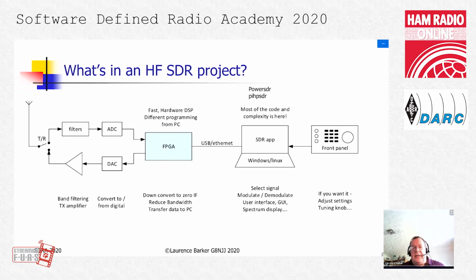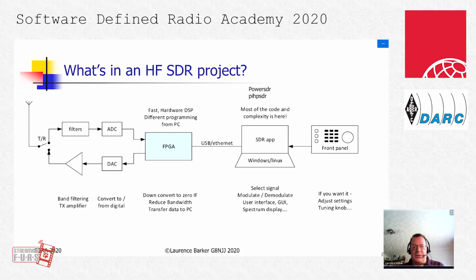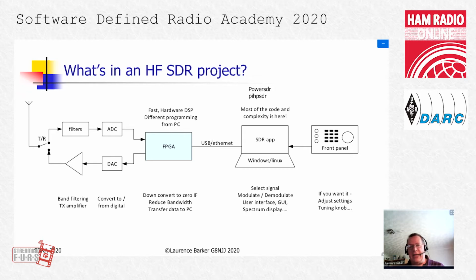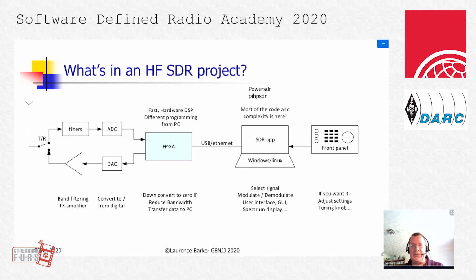So what do we find in a typical HF software-defined radio? Well, I've drawn a little diagram here. On the left-hand side, we've got the RF part. On the receive path, we have some filters that will typically filter one or several whole bands. And then the A to D converter will convert nowadays the entire HF band, so maybe DC to 52 megahertz. That data goes into the FPGA.